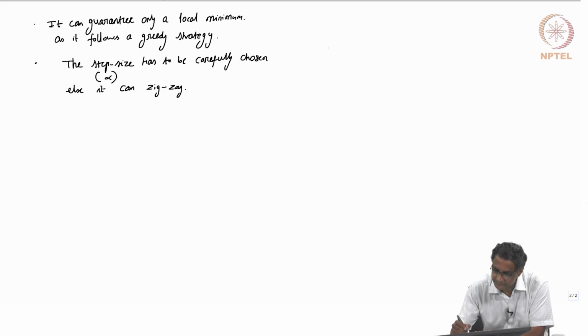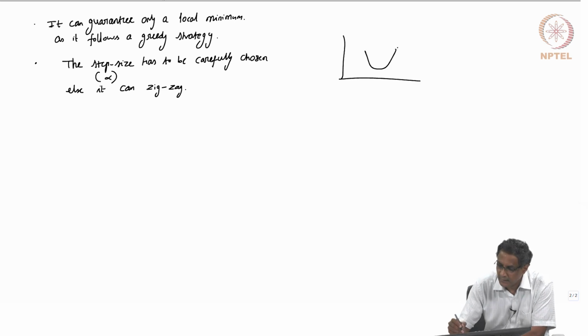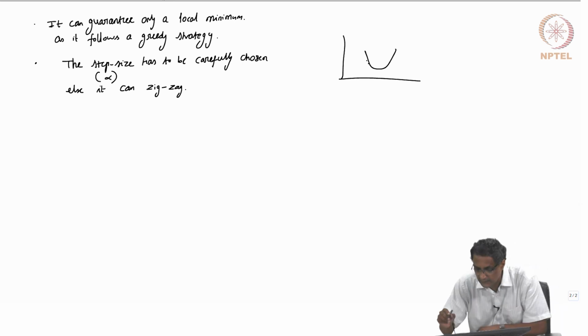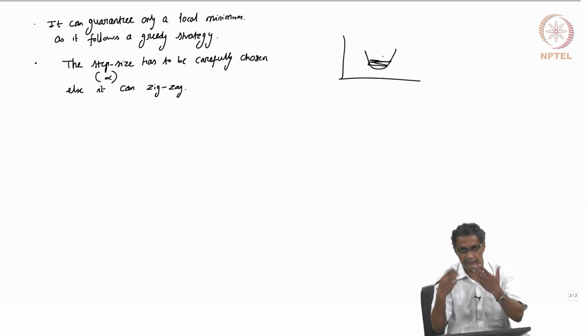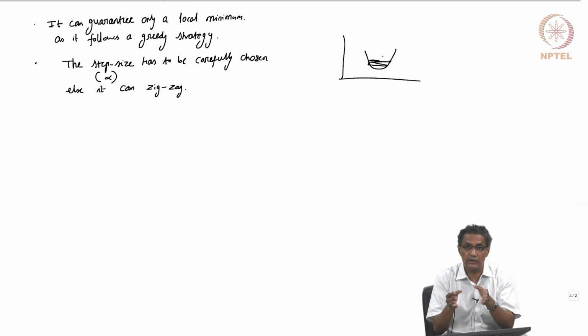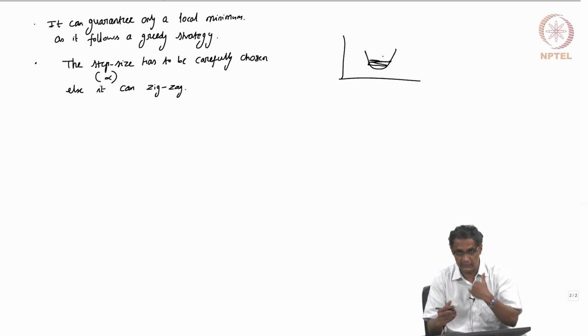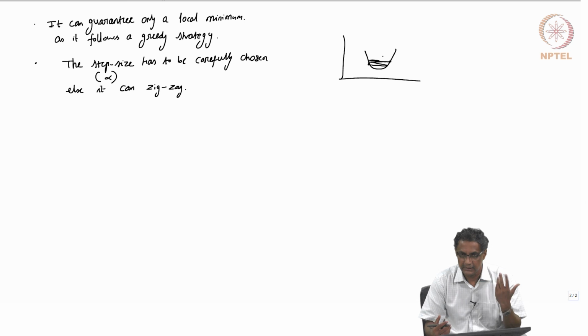See, for example, if I go back to this, something worse can also happen. If you've chosen a big step size, you may jump from here to there, and you may just be zigzagging there. You have to take a small step size. Otherwise you'll jump over to the other side, then come back to this side, then again jump over. That's what they mean by zigzag.